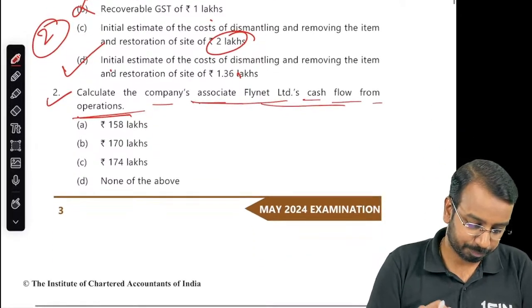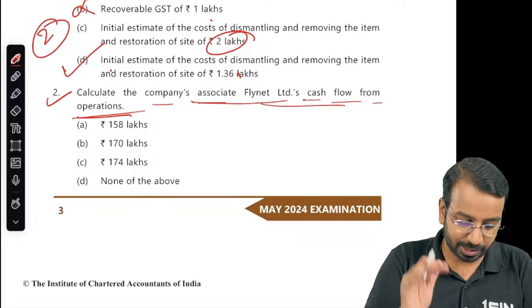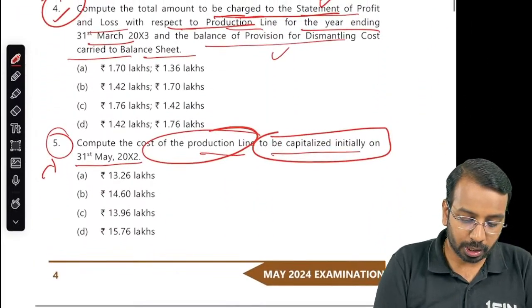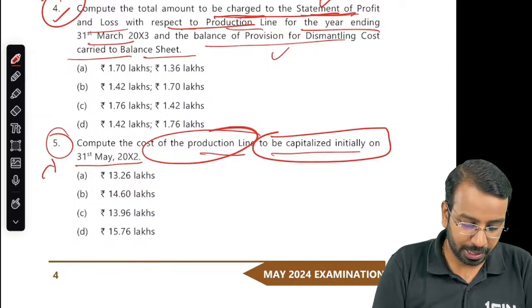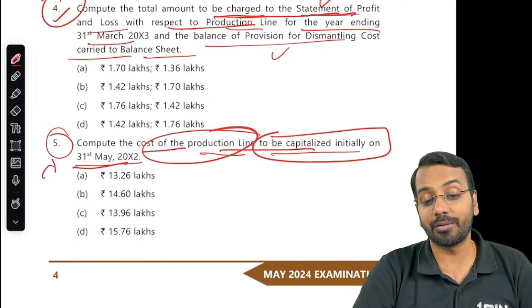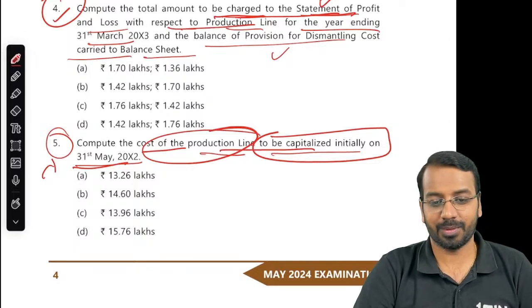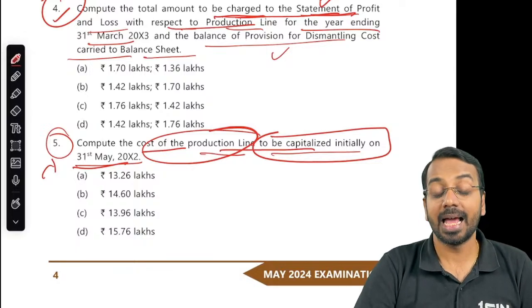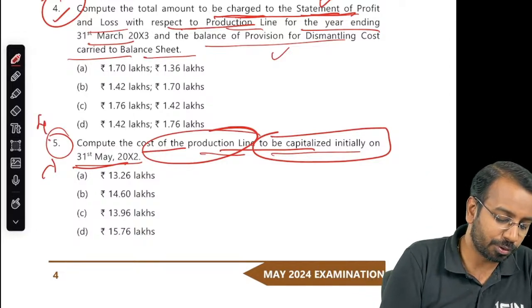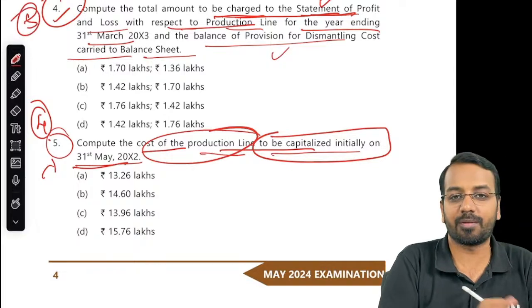Okay. Then the associate one, that is the third scenario, we'll consider it later. Then compute the total amount to be charged in statement of P&L and compute the cost of production line to be capitalized. Now always remember, first what we will do? First we'll capitalize. Correct? First we'll capitalize and then we will charge the amount to P&L. Technically speaking, this has to be question number 4 and this has to be question number 5, but they are flipped.